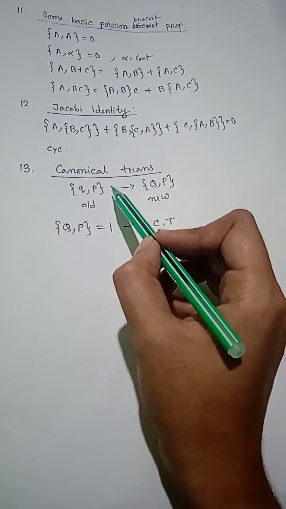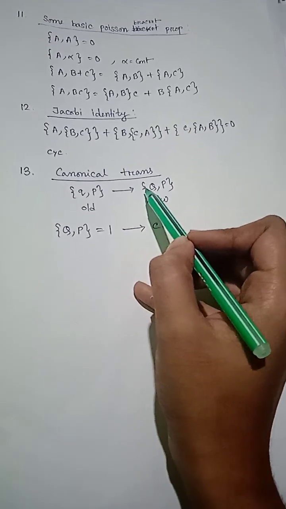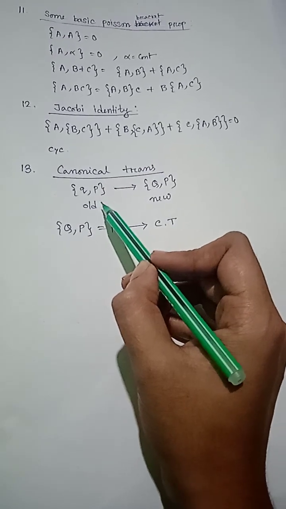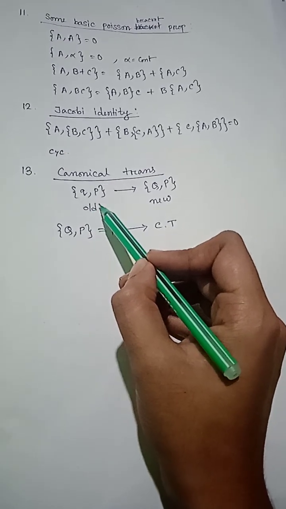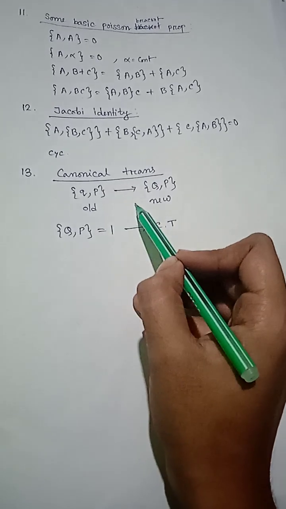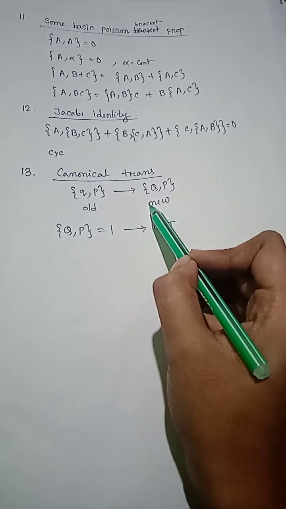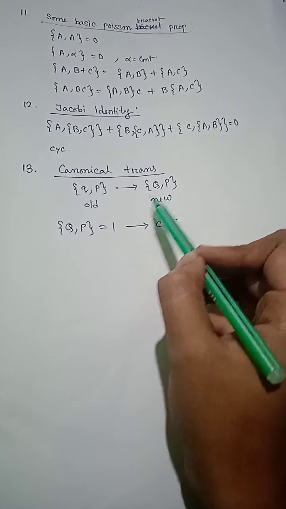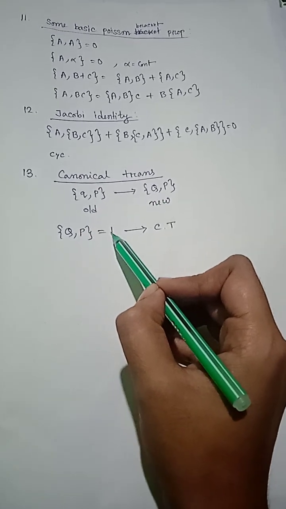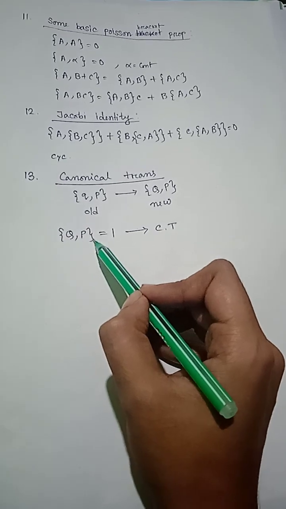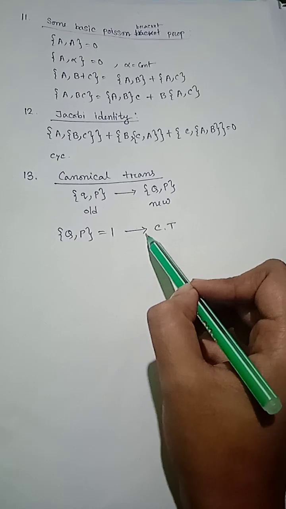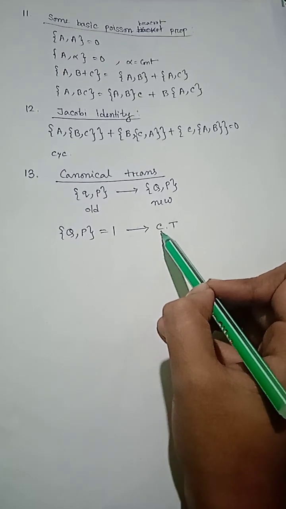Next we move on to canonical transformation. Suppose we have old set of coordinates q and corresponding momentum p. We go to new set of coordinates capital Q and their corresponding momentum capital P. Their Poisson bracket will remain invariant. Poisson bracket of capital Q, capital P will be 1. This condition will imply canonical transformation.